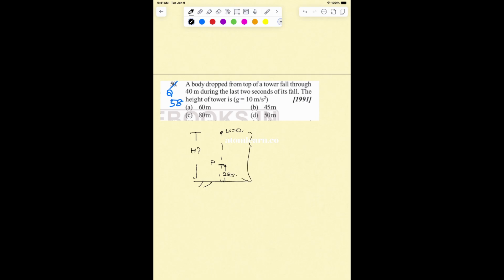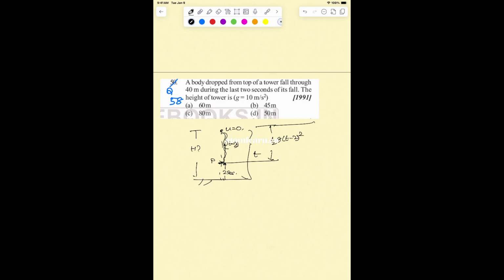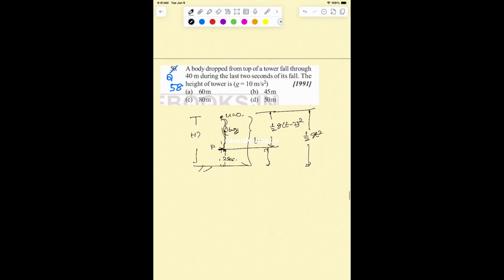Now how to do it is, we will take the unknown time of fall as t. Therefore, 2 seconds is going to drop from here, so this is going to be t minus 2 seconds. This much time is t minus 2 seconds. Then what is the height up to this? Half g into t minus 2 whole squared, because starting from u equal to 0. Then what is this height going to be? Half g t squared. Now the difference between this and this is given as covering a distance of 40 meters.